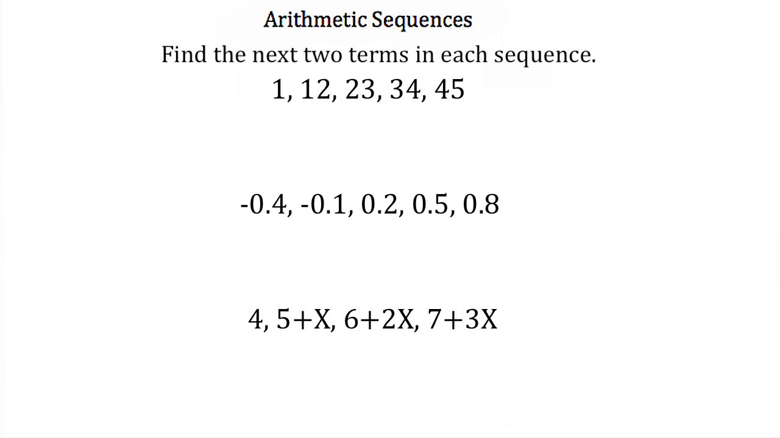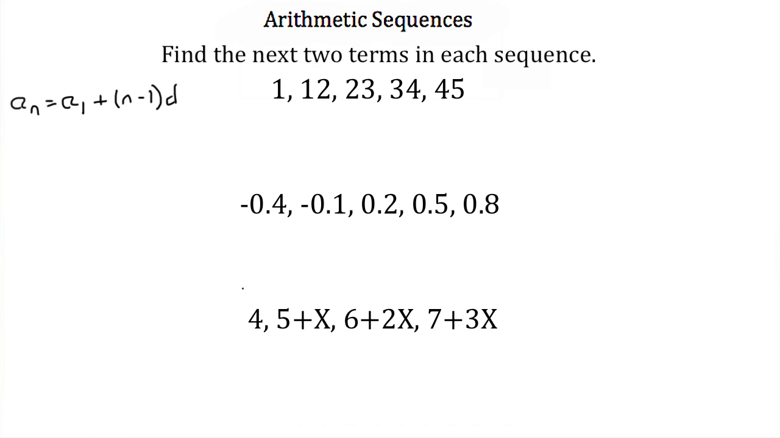Now let's look at our last example problem. It looks a little bit more intimidating because there are variables x in it, but we're going to follow the same steps, and we'll find out that it really won't be any more difficult. So again, our formula is a sub n, which is equal to a1 plus n minus 1 times d.